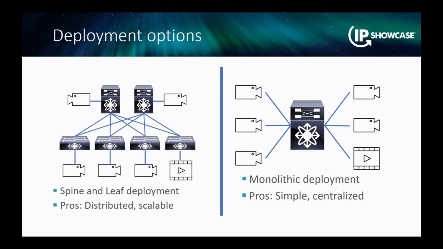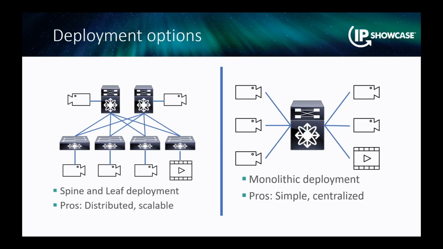The other deployment is something we call monolithic deployment. It's a single chassis, single switch, presumably modular with a lot of ports. The benefit of this deployment is that it's simple, so you don't need to go and search where to connect all those things. Routing or forwarding traffic is very simple because you have a single device to forward traffic. So it's simple and centralized. One device does everything. So those are the two deployment options.